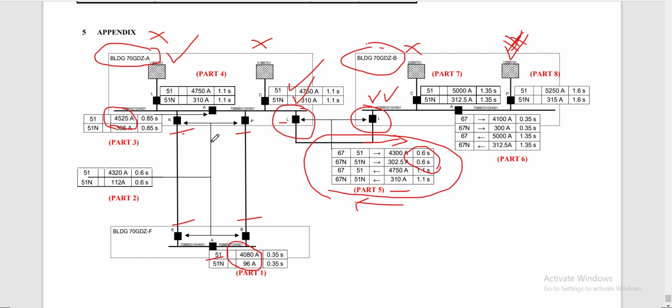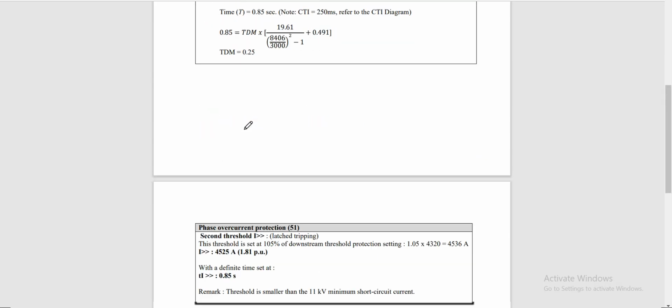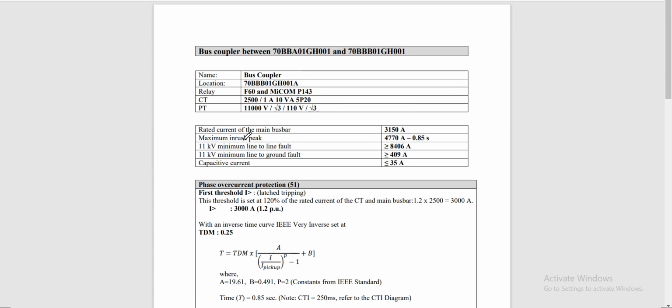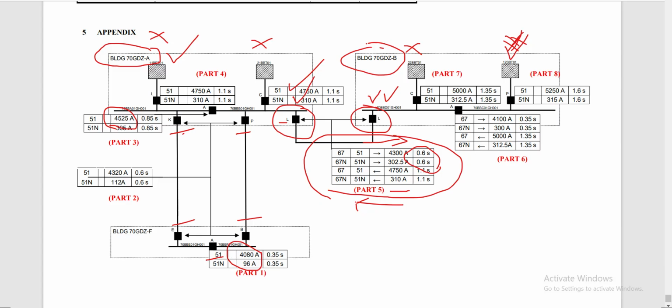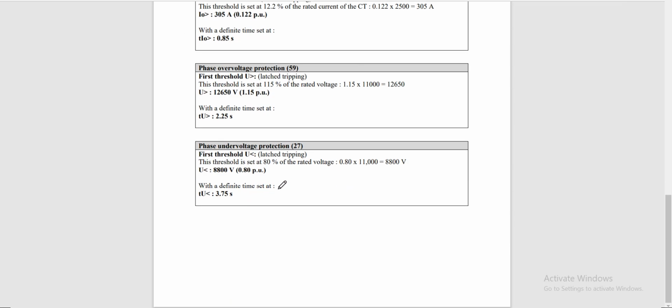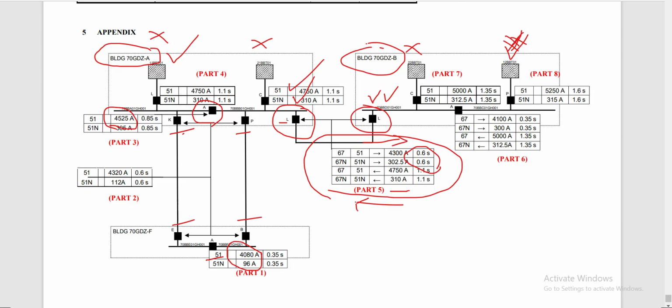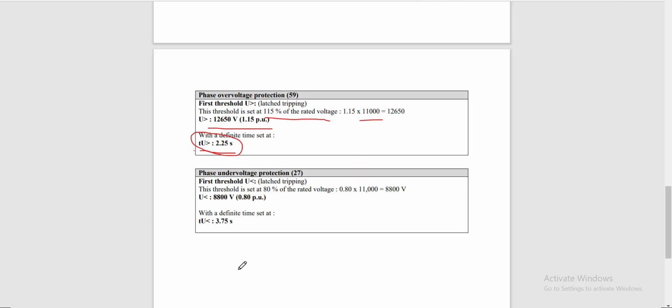So this 2.25 seconds is the same time setting we have on this level. This is for the bus coupler. If you open the previous calculation, we have this being set at 2.25 seconds because they have the same level. So it is being set at 2.25 seconds.